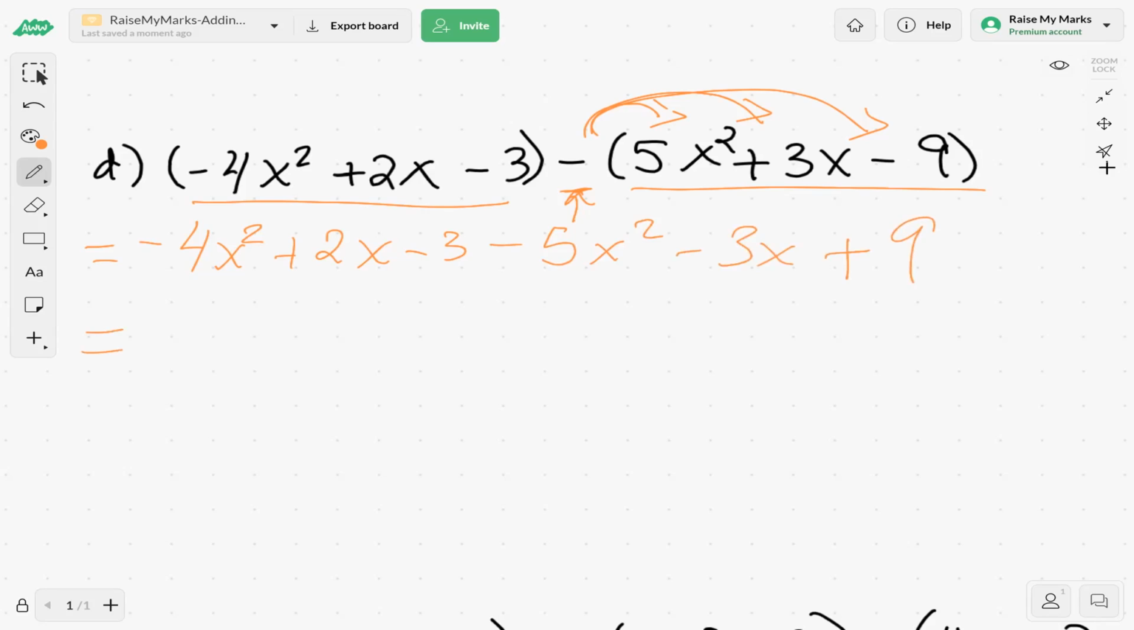So again, let's look for like terms. So we have a negative 4x squared. Let's look for another x squared. Minus 5x squared, that's negative 9x squared. Then we have a 2x. Any other x terms? We have a negative 3x, that's a negative x. Then we have a negative 3 plus 9, that gives us 6. Our final answer is negative 9x squared minus x plus 6.